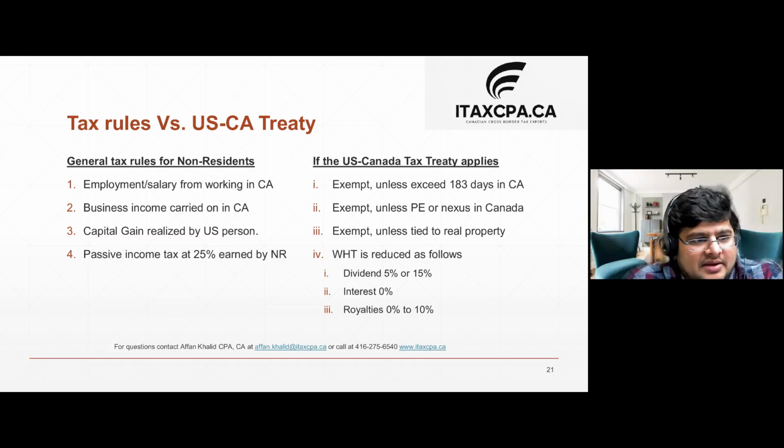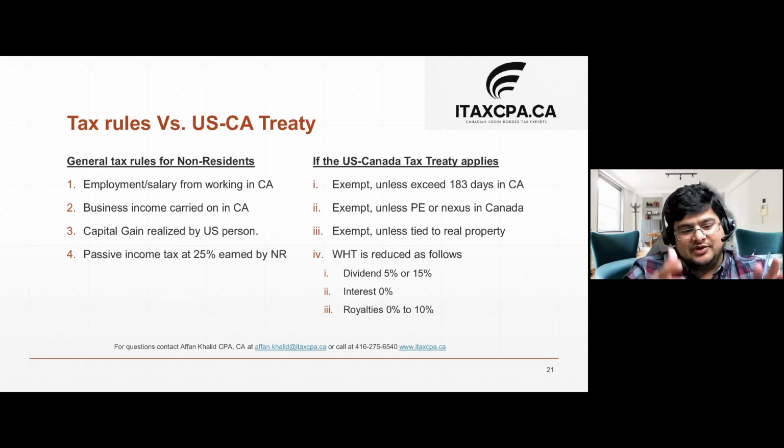Okay, this is a very short summary of the rules with and without the tax treaty. So the general rules apply to non-residents. Their employment income is taxed in Canada, no thresholds. Business income earned by a non-resident corporation is taxed in Canada, no exceptions. Capital gains realized by a non-resident are generally taxable in Canada in the absence of the treaty. And any passive income is taxed at a 25% withholding tax rate.